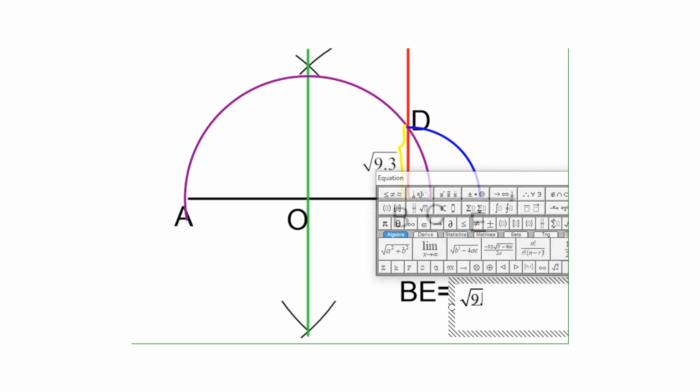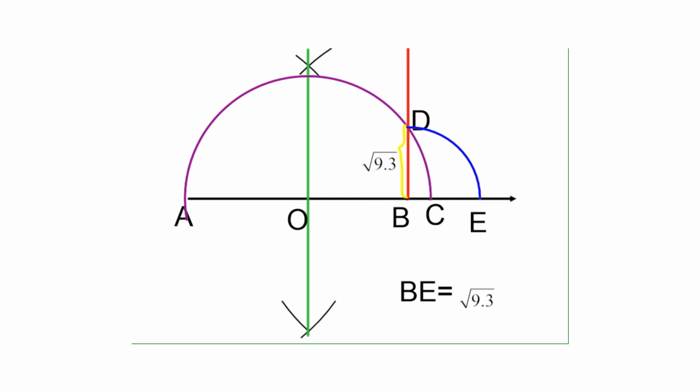You can measure it, and since we know root 9 is 3, root 9.3 will be 3 point something. So this is how you can draw the root of any decimal number on a number line.